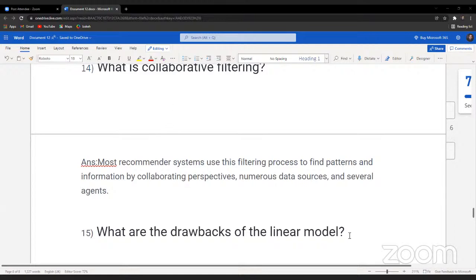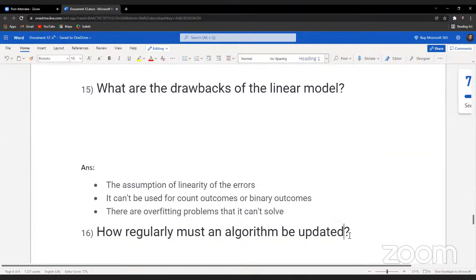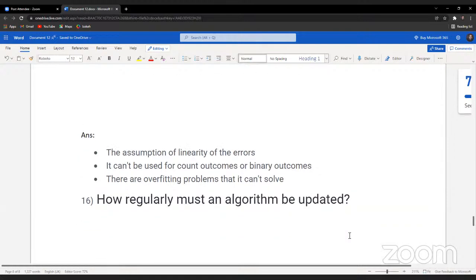Now, as we look into this, what are the drawbacks of this linear model? It basically has three different drawbacks. The first one is the assumption of linearity of the errors, which means they are linear functions. Second, it cannot be used for count outcomes or binary outcomes. And third, there are overfitting problems which can't be solved. These are the major drawbacks of the linear model. Yeah, jumping to the next one.